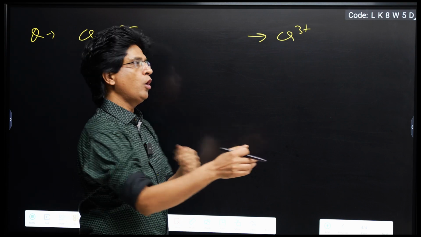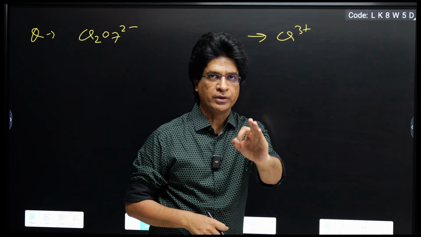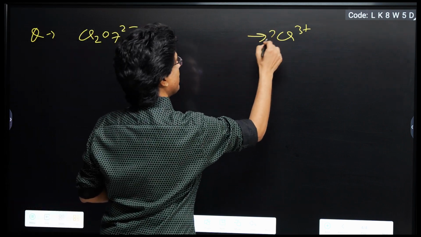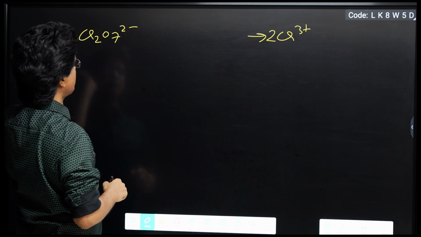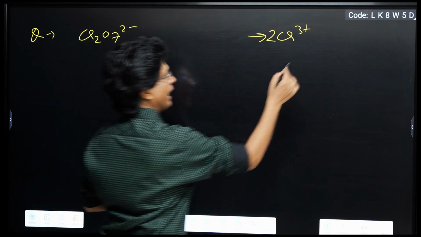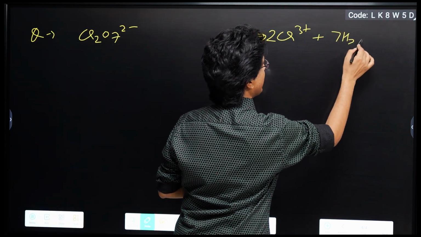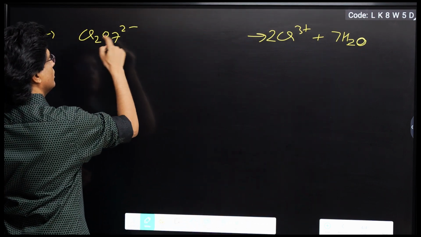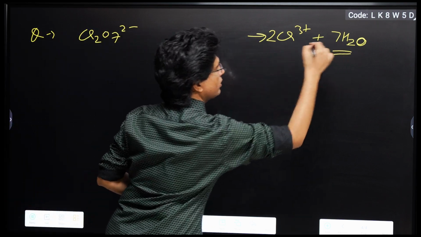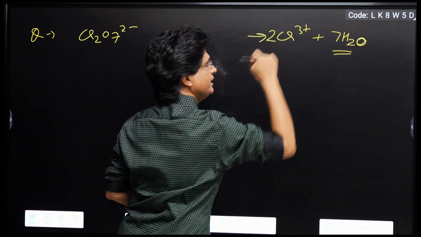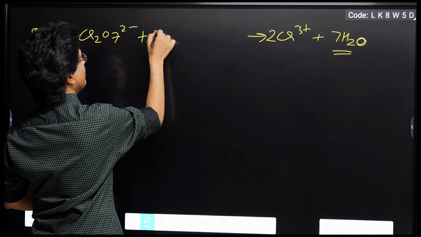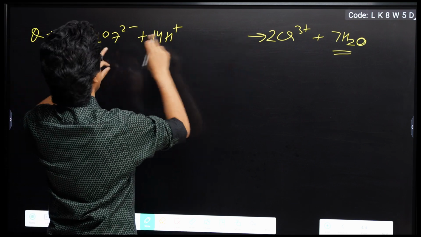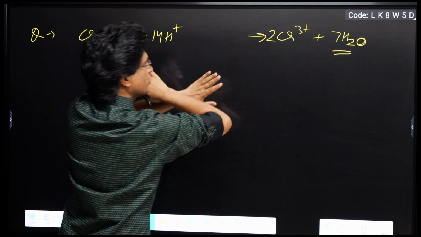First balance all the atoms except oxygen and hydrogen. So chromium is 2 here, it is 1 there. Can I multiply by 2? Yes, I can multiply by 2. Now oxygen 7. So I will add 7 H2O to the side where oxygen is in deficiency. Yes or no? Okay, I have added that. Now oxygen balanced. So now we have got 14 H atoms. To balance them, I'll add 14 H plus this side. Yes or no? Now chromium balanced, oxygen balanced and H atoms also balanced.